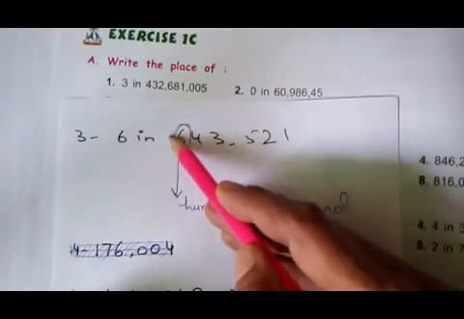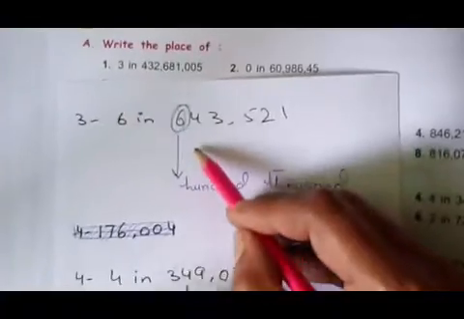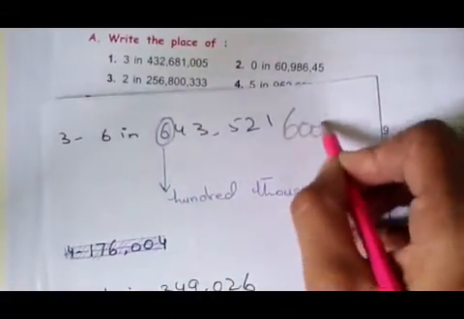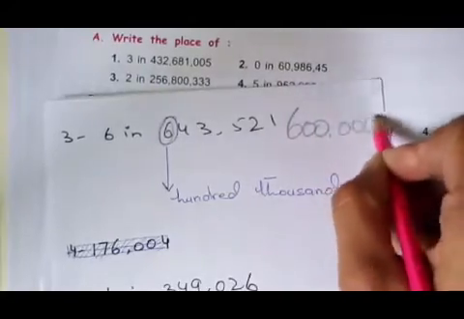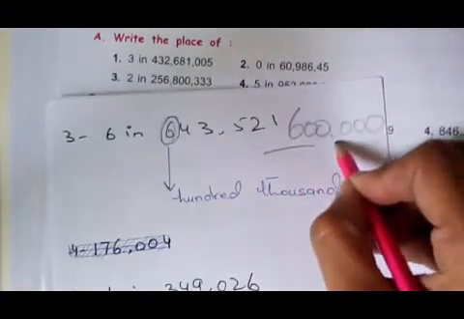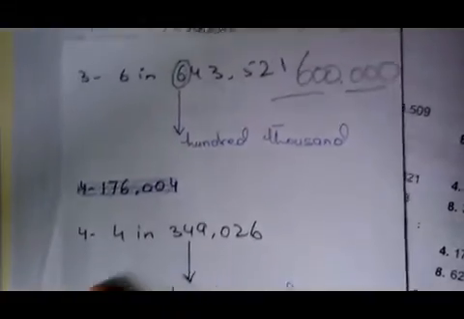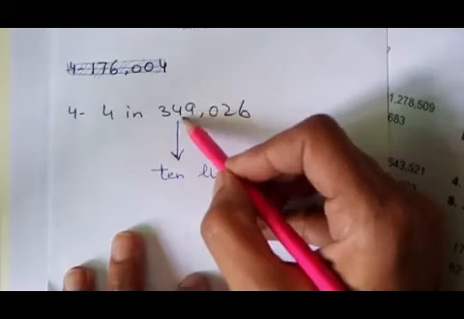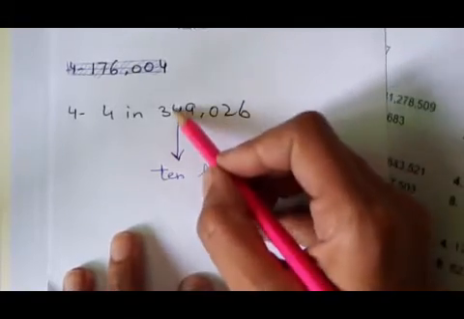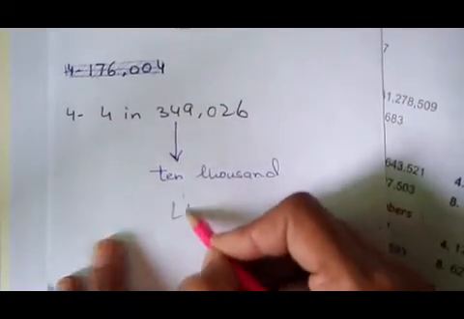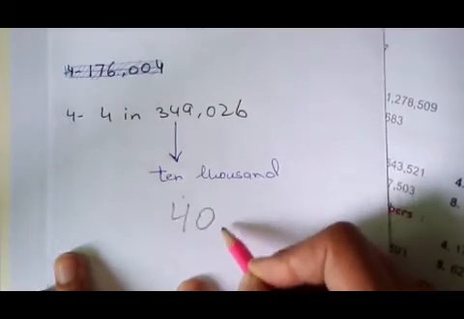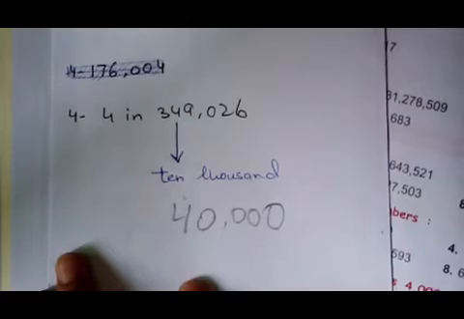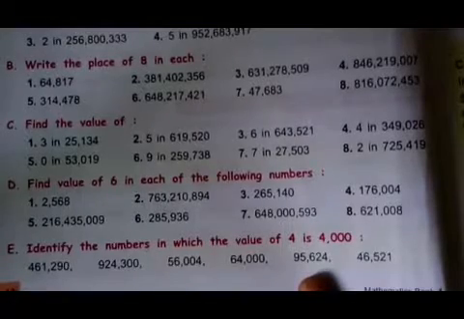643,000. You have to write the value of 6. So 6 is on 100,000. So write here 600,000. Let's move toward the next part. 4 in 349,029. So 4 is in 10,000. So the value of 4 is 40,000. Good.